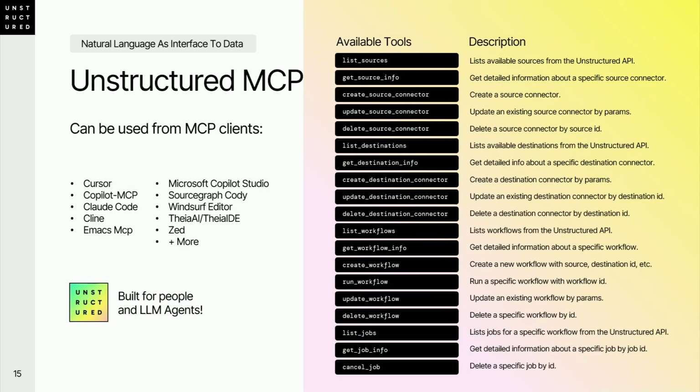The full tool list of what it does, you can see here. Create a workflow to move data, create a connection to data, delete workflows. You have full control. Everything that's available through our Python SDK previously, where you'd write code to interact with Unstructured, is now available through a natural language interface.